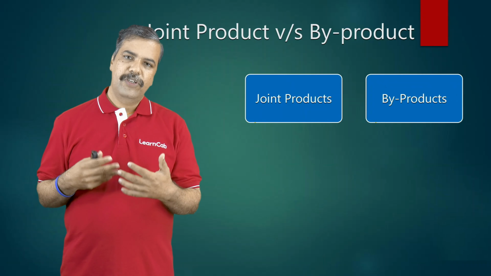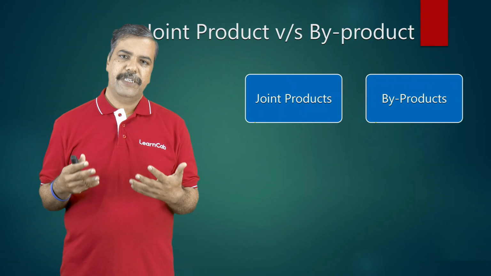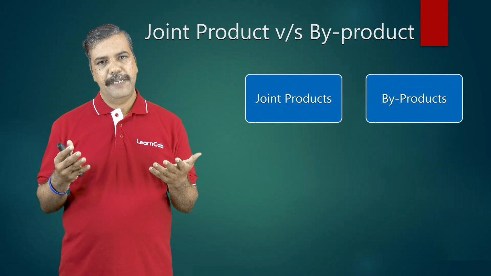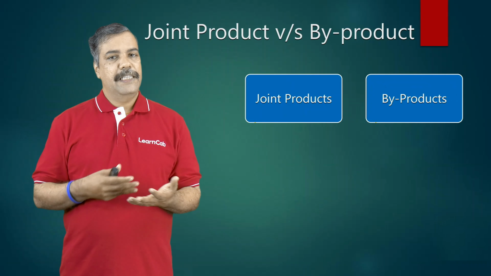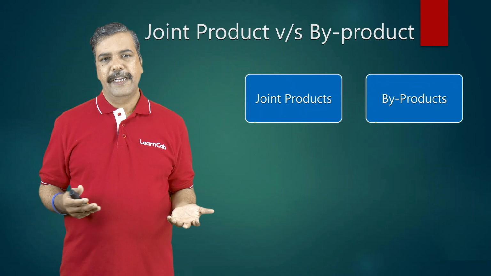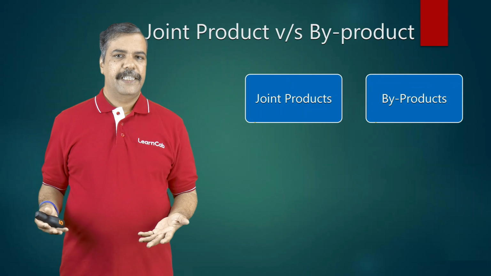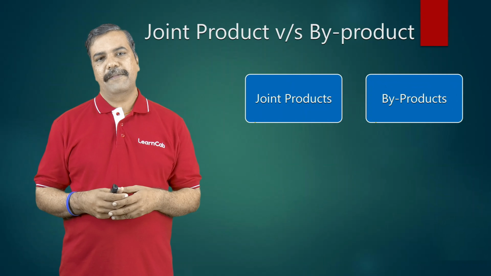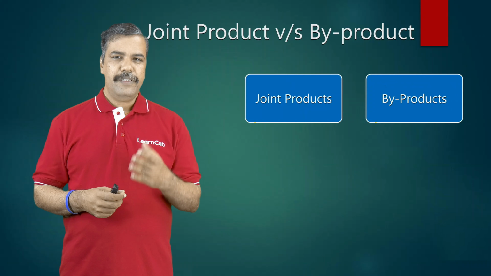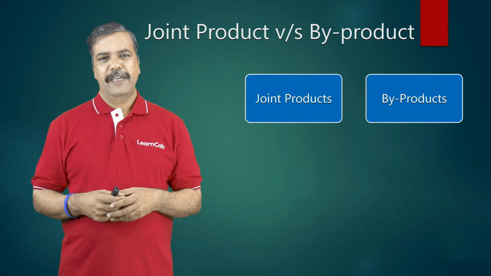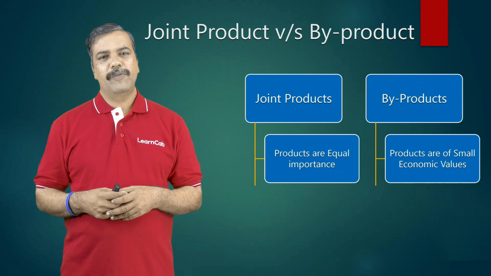The objective is only on A, B, C. The company's objective or focus is to manufacture A, B, C products. But in the process, if it results in the emergence of product D, that product D is called a byproduct. So let us see what is the difference here. So joint products are of equal importance.